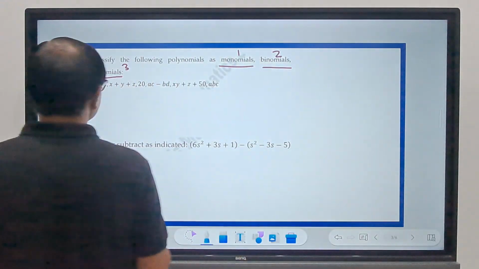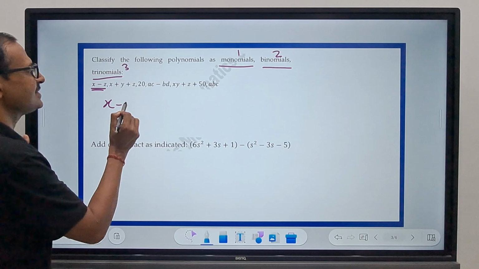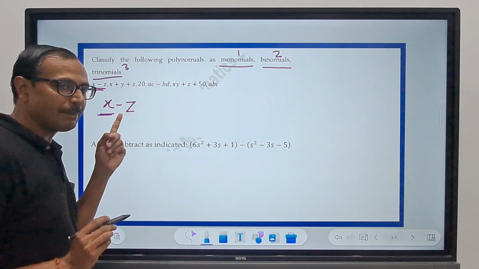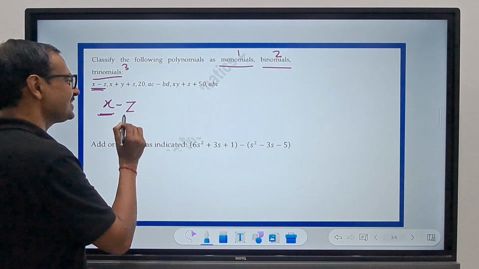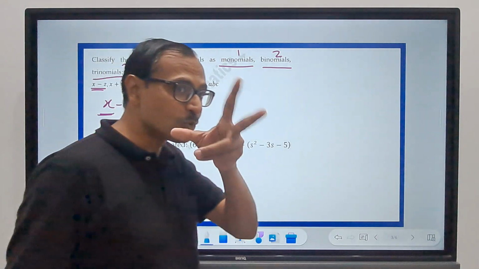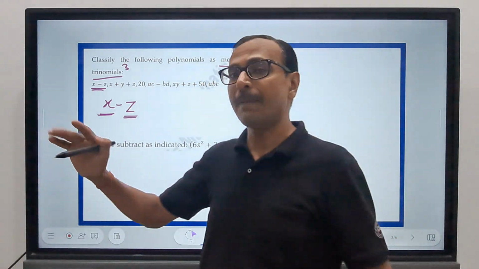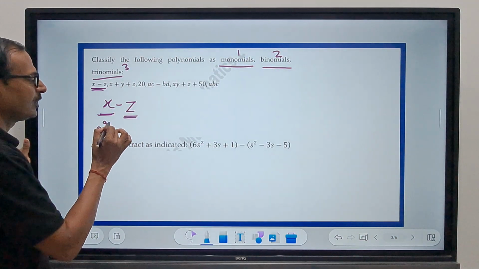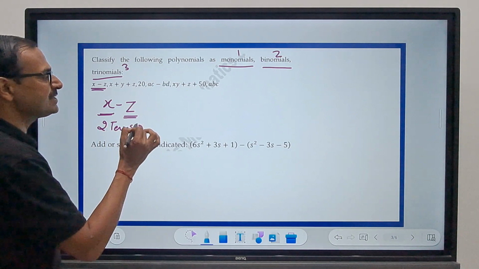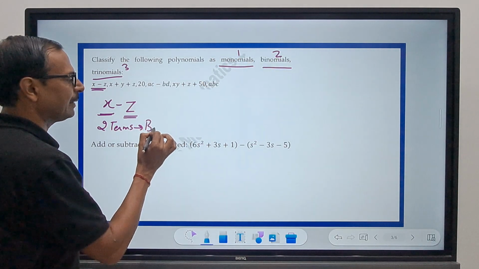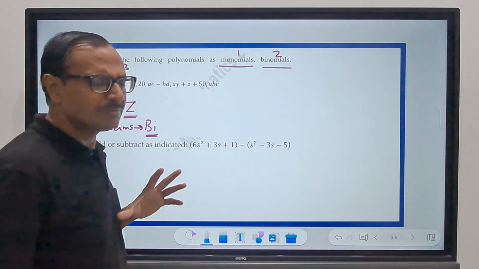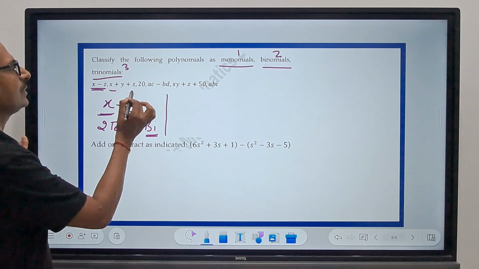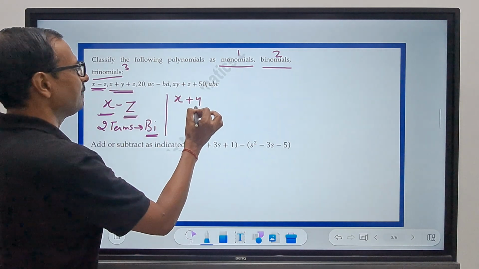So when I see this first one, x minus z, this is the first term, and since now I have a minus sign here, this is the second term, so the minus goes with z. So x is the first term, minus z is the second term. Therefore this expression contains two terms, and two terms means a binomial. I am writing bi, just a short form to save time. Okay, binomial.